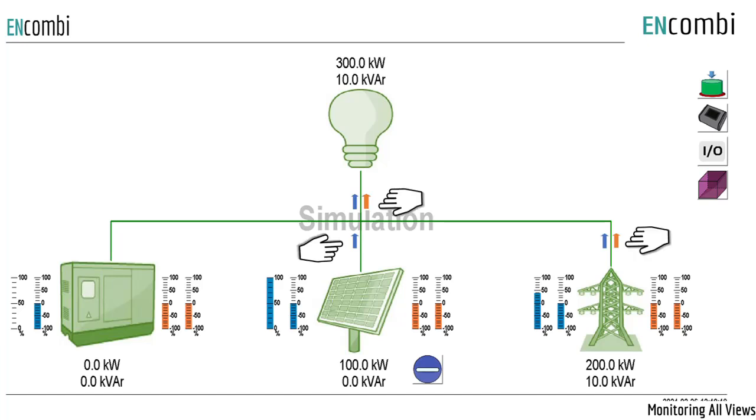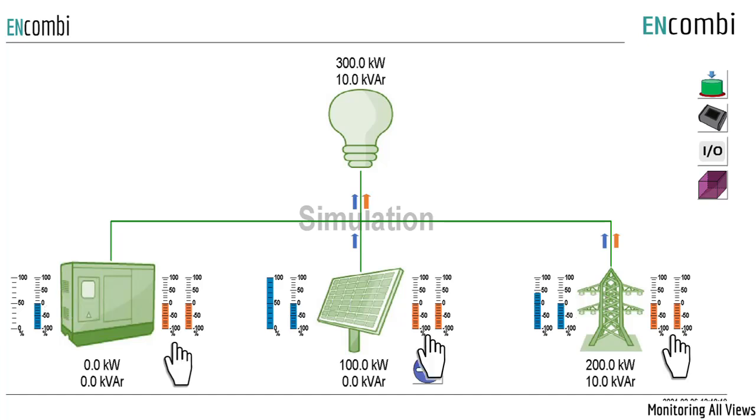Blue and orange arrows indicate active power and reactive power flow direction respectively. On the left-hand side of the sources, two blue bar graphs are shown. The one to the left shows the active power loading of the source in percentage. The one to the right shows the deviation from the active power reference in percentage.